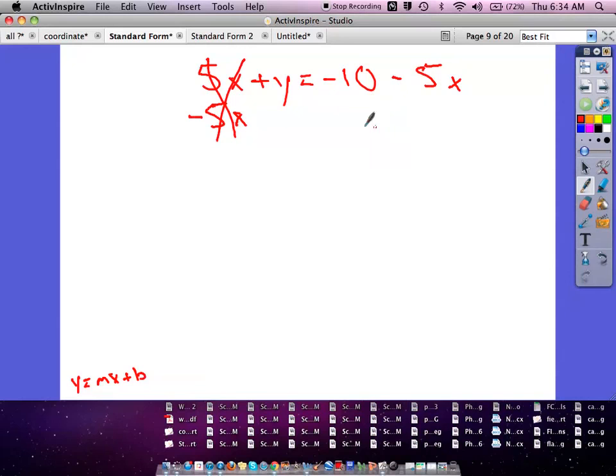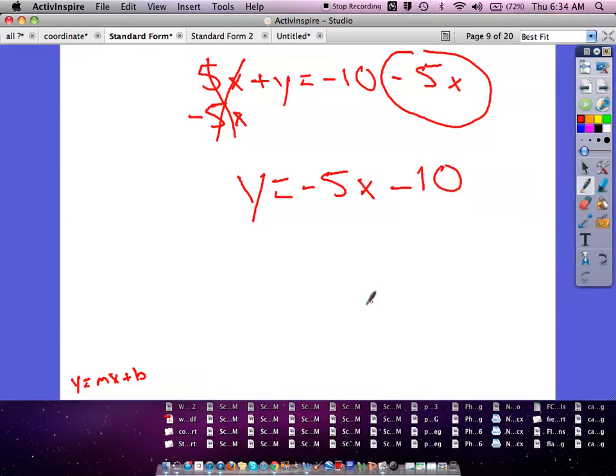Can't combine those together. So I've just got y equals, I'm going to write this part of it first because that's the slope, negative 5x, and we'll do a minus 10. That should be our answer right there because we've got nothing attached to this y. I mean, there's a 1 there, but that's okay. It doesn't matter if there's a 1 there because it's the same thing. So we have everything exactly how we want it for this one. So this would be your slope-intercept form. This one would be ready to graph.